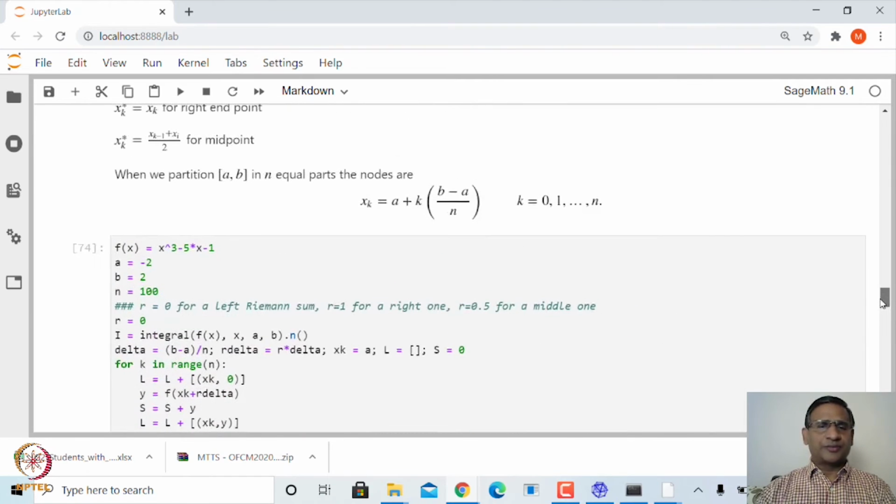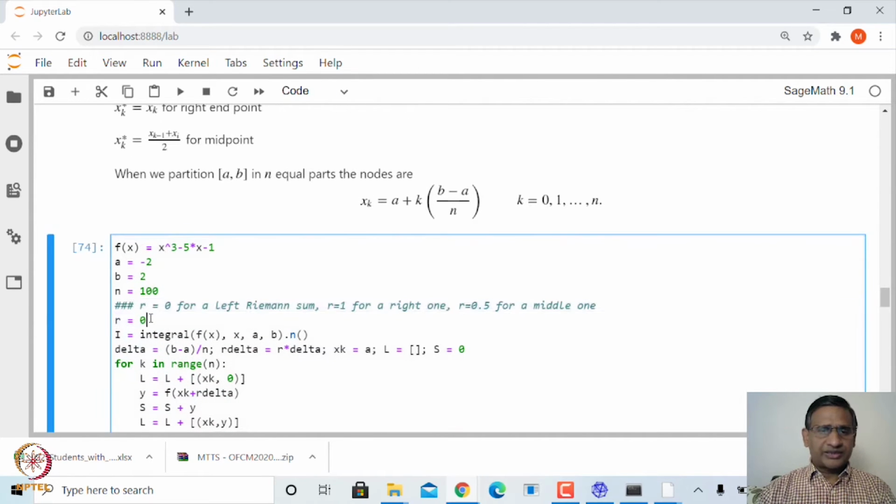And you could do it with left end point, right end point. So, in this case, if I make r is equal to 1, this will use the right end point.